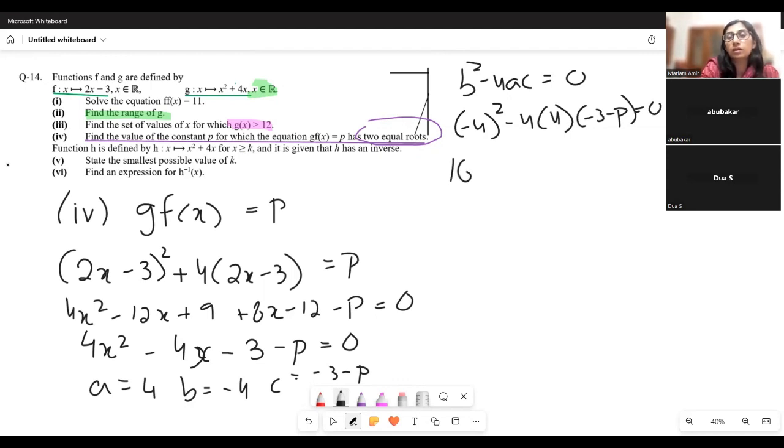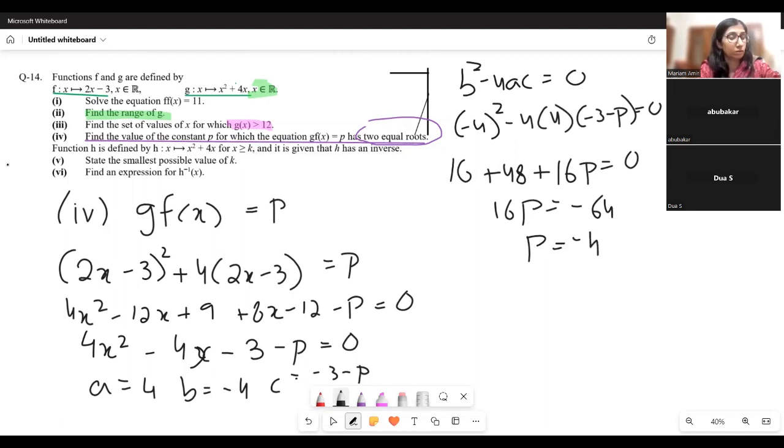So 16, and that would be 16 times 3, which is 48, then plus 16p equals 0. 16p equals minus 16 minus 48, which is minus 64. p equals minus 4. That is the correct answer.